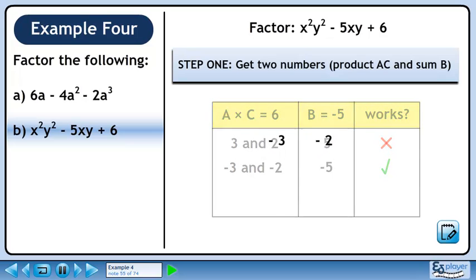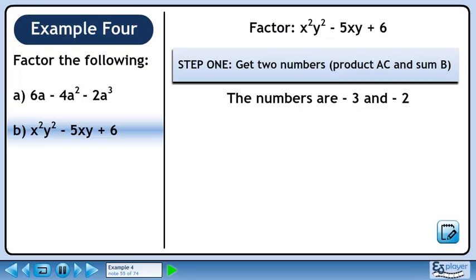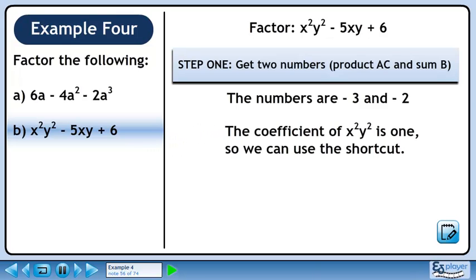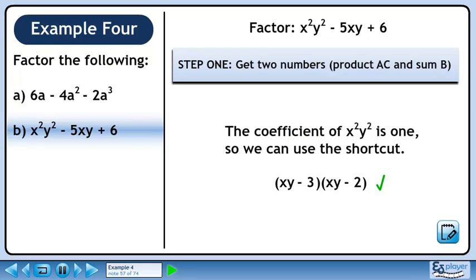Let's store the numbers in a sentence so we can retrieve them later. The coefficient of x squared y squared is 1, so we can use the shortcut. Copy minus 3 and minus 2 into the brackets. The factors are xy minus 3 and xy minus 2.